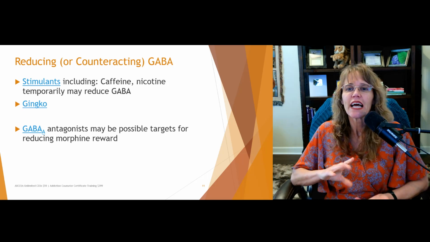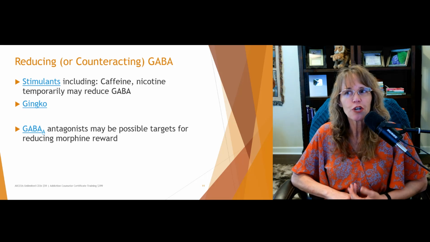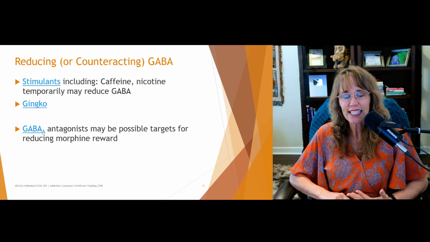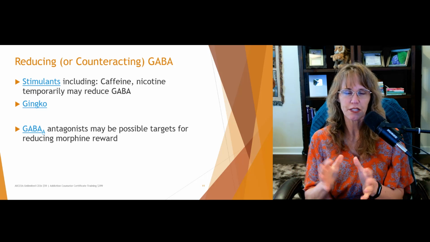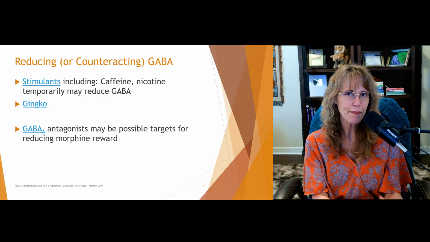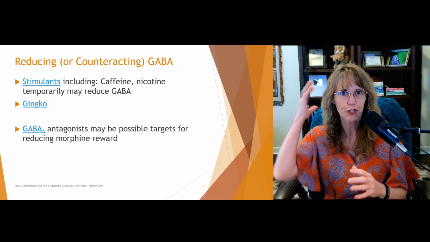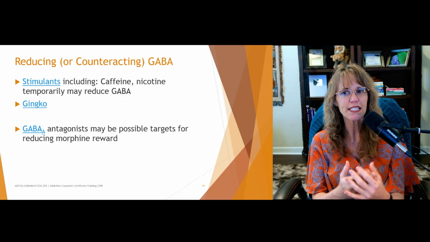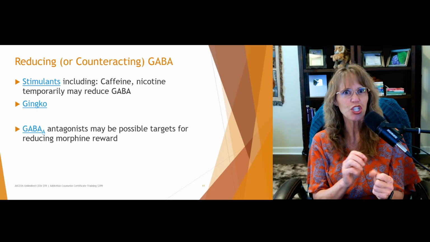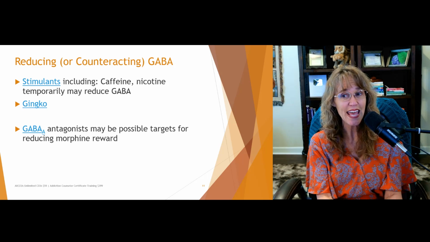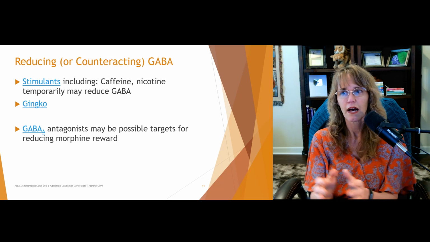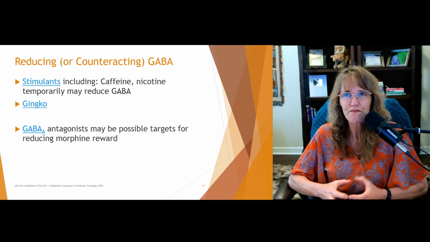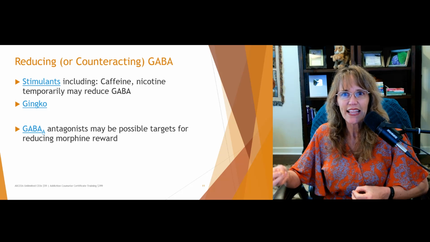Speaking of which, ginkgo has actually been shown to reduce GABA levels. And GABA A antagonists, which means you've got different receptors. You've got GABA A and GABA B receptors in your brain. And drugs and supplements that work to shut down, if you will, GABA A receptors may be possible targets for reducing morphine reward in people. If you work in addiction, that's good to know.